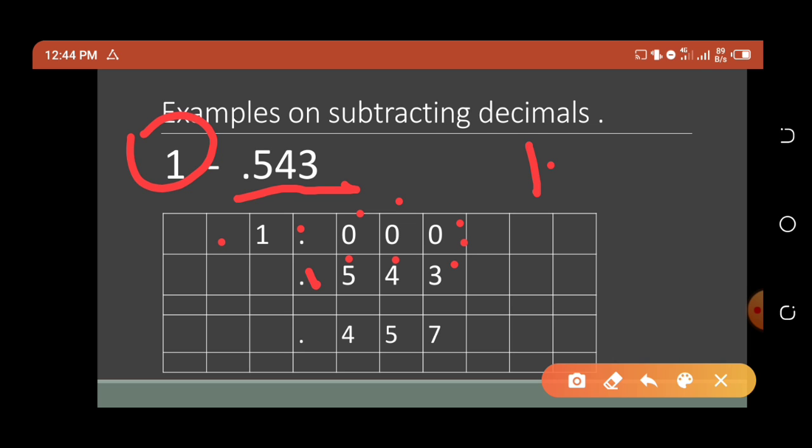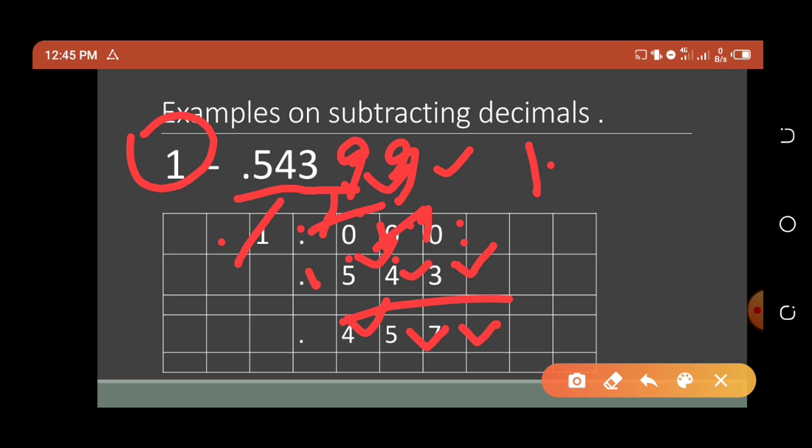Now 0, I can't take away 3 from 0. I go to borrow from here. I borrow this one here. I put it here. This one will become 10. I have to borrow here again. This one becomes 9. I put it here. This one becomes 10. I borrow here again. This one becomes 9. I put it here. This one becomes 10. 10 minus 3 is 7. This 9 minus 4 is 5. This 9 minus 5 is 4. So that's how our answer is 0.457.